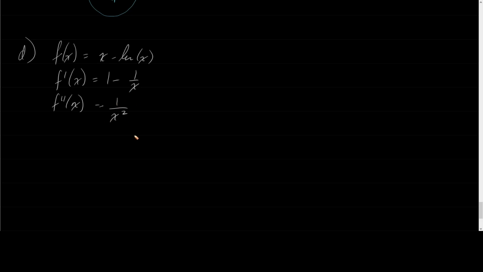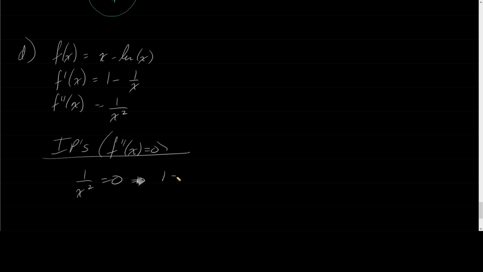So at that point, we've got to figure out our inflection points. And our inflection points, again, are where f double prime of x is equal to 0. So what do we get? Well, I have 1 over x squared equals 0. But we know that a fraction is only equal to 0 whenever the numerator is equal to 0. But that doesn't make sense here, right? 1 can't be equal to 0, so no solution, which tells us no inflection points.